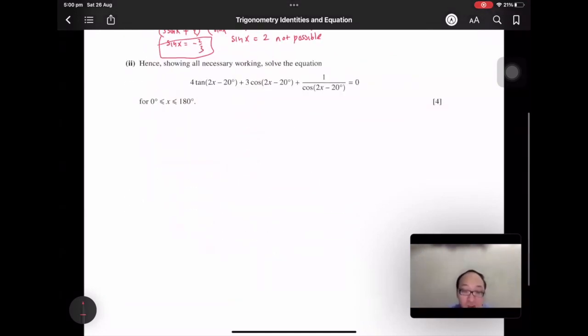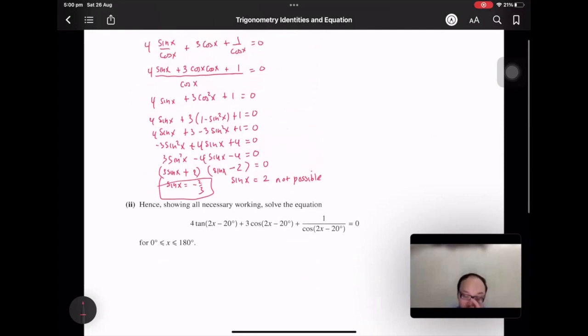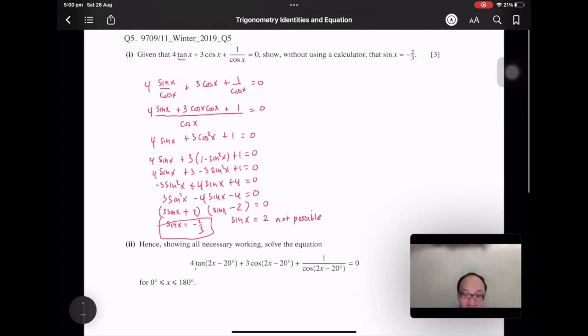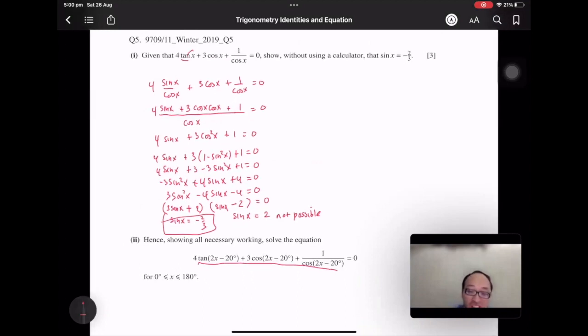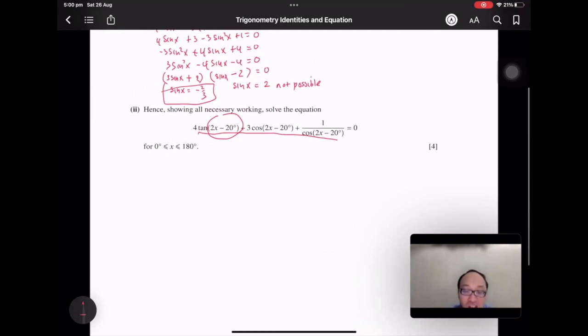Hence, showing all necessary working, solve the equation, this and this, for 0 until 180. So the expression here is the same as the expression on the top. The difference only, this is x, and this is 2x minus 20. So we just replace the solution. The solution is sine of 2x minus 20 equals to negative 2 over 3.